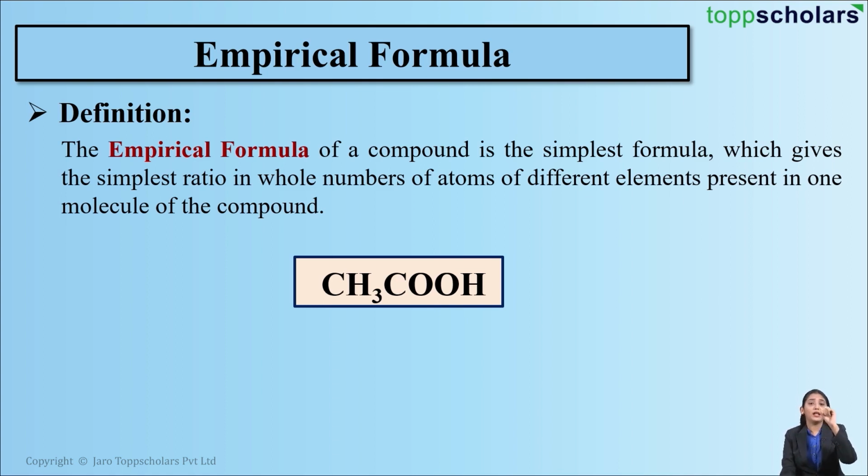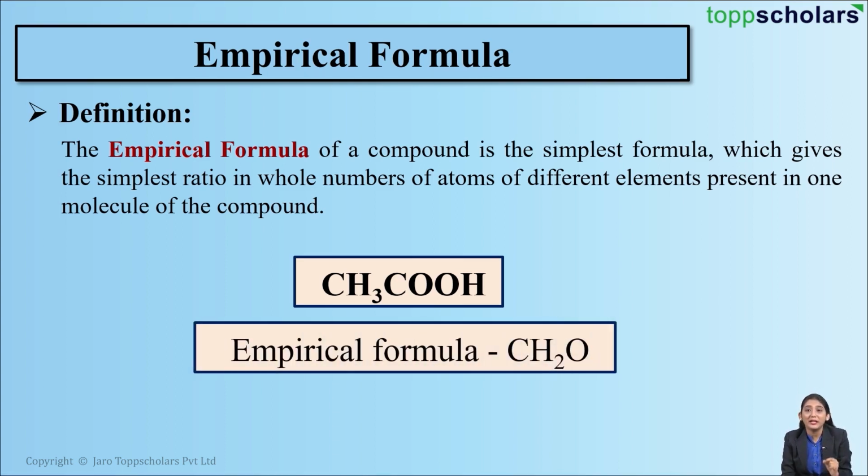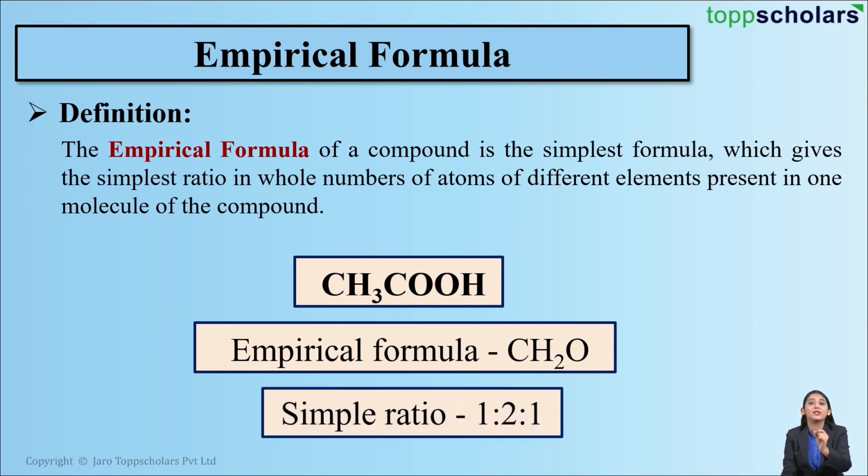So the empirical formula of this compound comes out to be CH2O. Now can you tell me what is the number of carbon atoms? Yes, it is 1. Number of hydrogen atoms? 2, exactly. And what is the number of oxygen atoms? Yes, it is 1. So now the simplest ratio comes out to be 1:2:1.